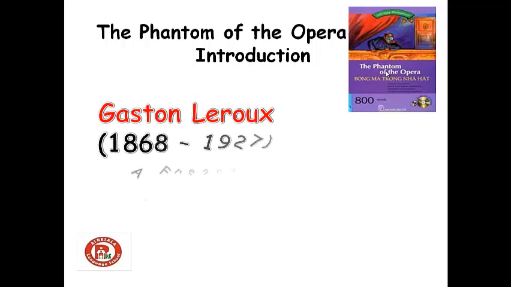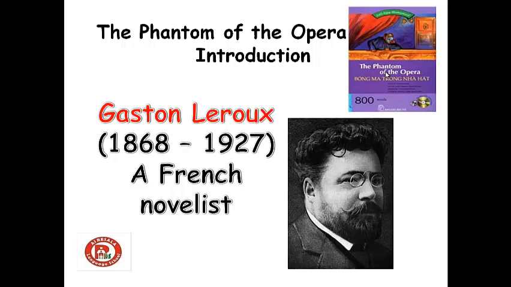Here we are going to get to know Gaston Leroux. He is a French novelist. It means he is from France, and he was born in 1868 and he died in 1927. So the writer of our novel is called Gaston Leroux and he is a French novelist. We will find out that the place that the story took place was in France or Paris.